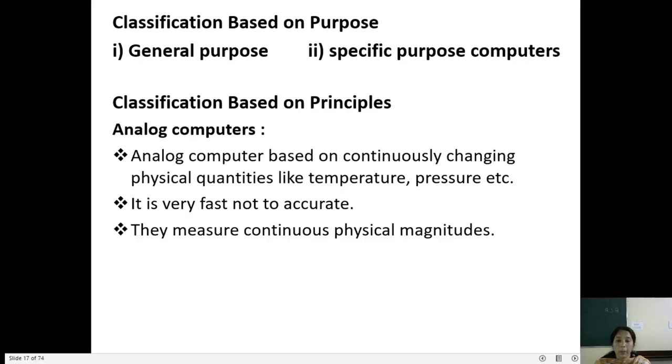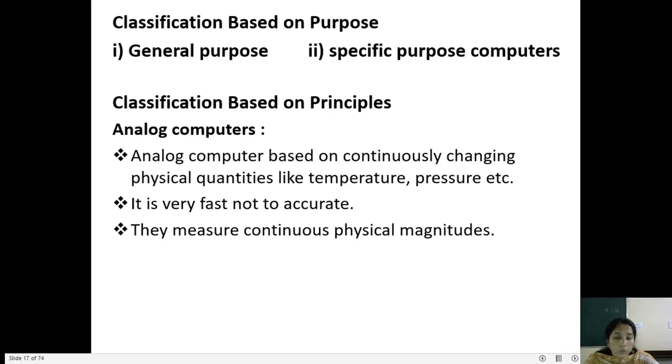are basically based on the changing of physical quantities. The computers which are based on physical quantities depend upon analog signals. That's why they totally depend upon physical quantities like temperature, pressure, etc. For example, if you want to measure your body temperature, you will use one device which is used to show what temperature you have at present.